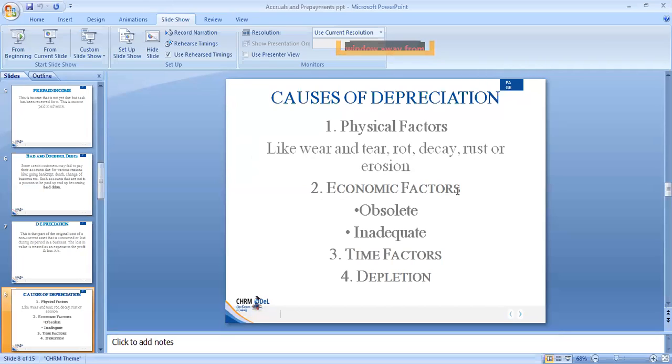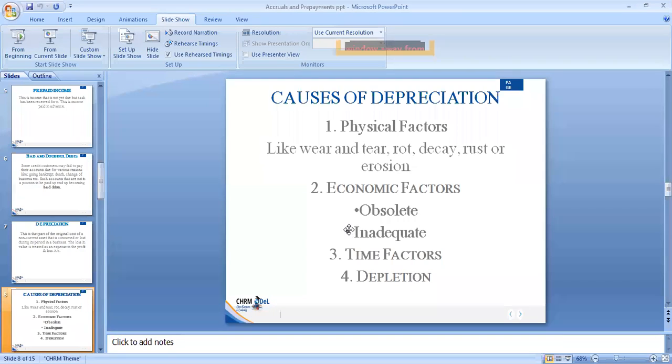Then we have economic factors. Economic factors, number one, we have obsolescence, or an item becoming obsolete. This is as a result of technology, whereby new models are coming into the market. As new models come into the market, the model that you have in the business becomes outdated. And as it is becoming outdated, its value is reducing. Think of a scenario whereby maybe some years back we were using the typewriter, but now because of technology, you find that the typewriter has been rendered obsolete and its value will reduce drastically.